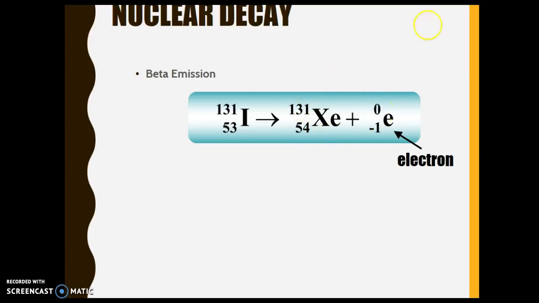So our mass number, that's easy. We can see that 131 plus 0 is still going to be equal to 131, so we're good there. 54 plus a -1, we do 54 minus 1, that gives you 53. So here is our parent isotope and our daughter isotope. All right, so there's alpha and beta.